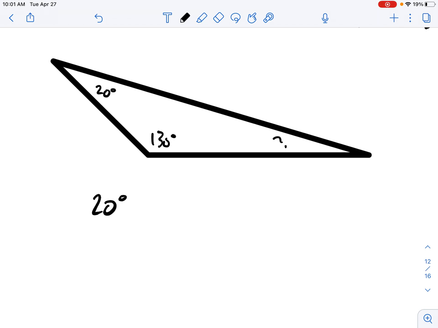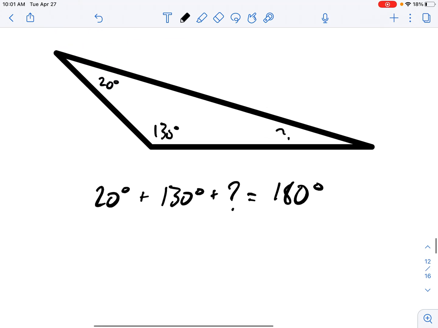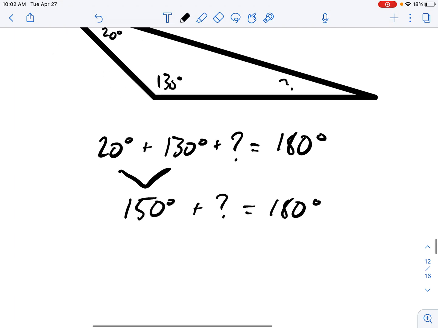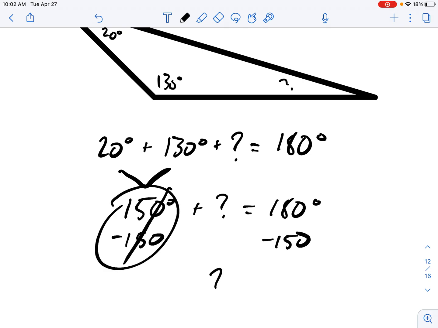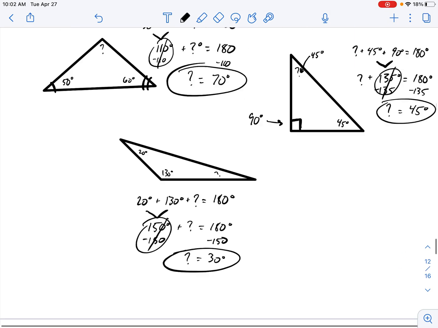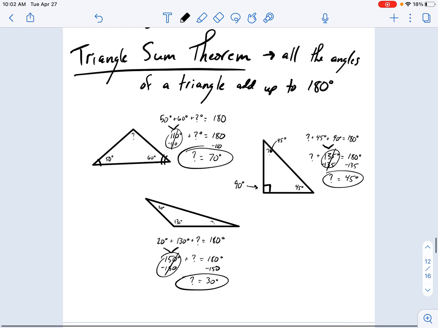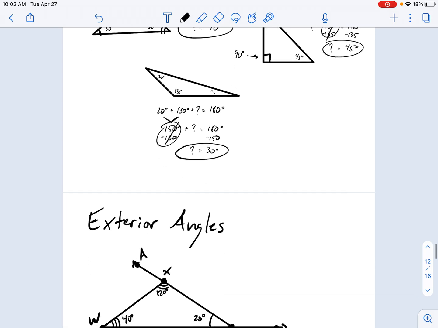So we know that 20 degrees plus 130 degrees plus question mark is going to equal 180 degrees. 20 plus 130 is 150, plus question mark equals 180 degrees. The way you undo plus 150 is by doing minus 150, right? You're using do and undo here. So question mark equals 30 degrees. I hope that makes some sense for you. The triangle sum theorem is a really important part of geometry.